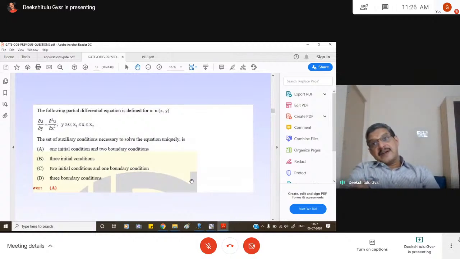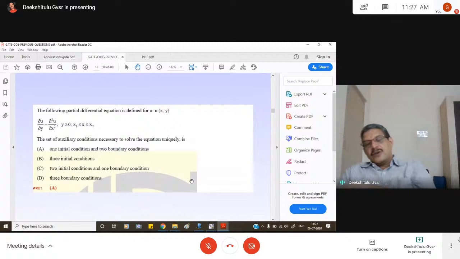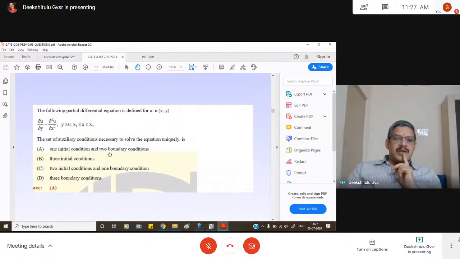And what are the different conditions we study to solve the one-dimensional heat equation? Metal rod, heat at this point, heat at this point. They are the boundary conditions. And then one initial condition: u of x, 0. U at x is equal to 0, u at x is equal to L, and u of x when t is equal to 0. These are the three conditions we require to solve an equation of this form. So one initial condition and two boundary conditions are required. The option is A.